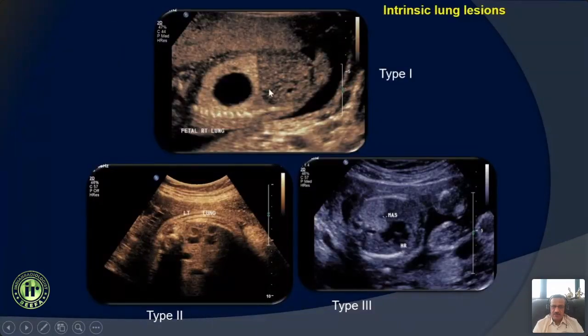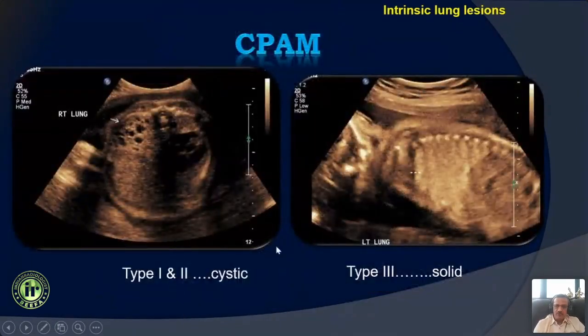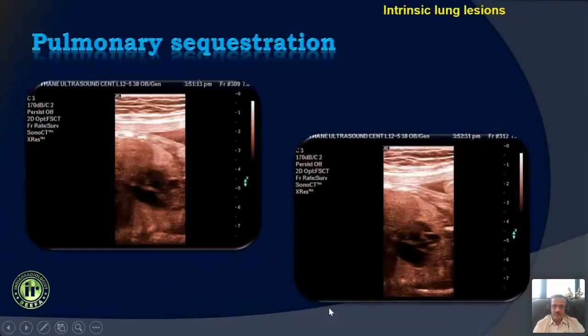So that's an example of a type 1 CPAM, type 2 CPAM, and that's an example of a type 3 CPAM. So a lot of people don't believe in this classification, but I still believe that it's a good way of describing these lesions. So type 3 are usually solid, uniformly echogenic, or they can be very, very tiny microcysts.